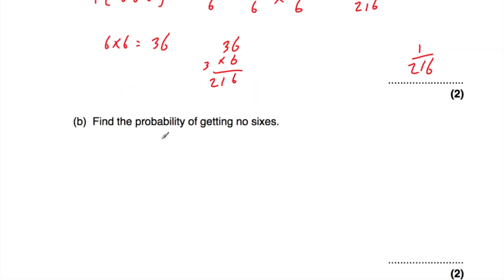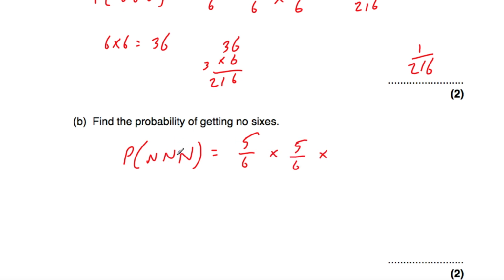Okay, part B. Part B says, find the probability of getting no 6s. So that's the probability of not a 6, not a 6, and not a 6. The probability of getting not a 6 is any of the numbers apart from 6. That'll be 5/6, because it's 5 out of 6. Multiplied by, again, not a 6 would be 5/6.